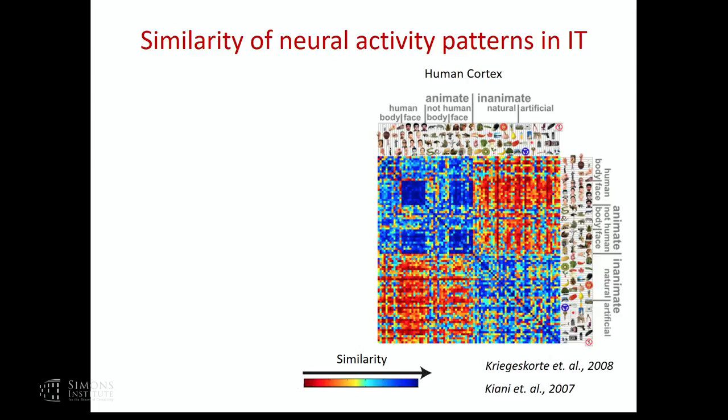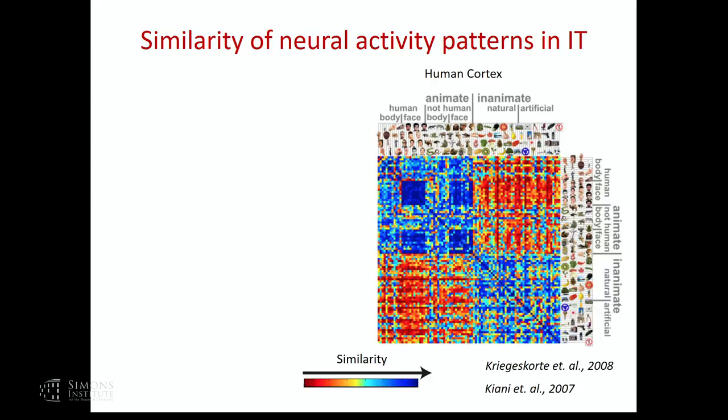And then they computed inner products or correlations between pairs of such vectors corresponding to all pairs of the objects, and they filled up this similarity matrix. Okay? If two objects produce similar activity patterns in IT, they're shown by a blue pixel. Dissimilar activity patterns are shown by a red pixel. And immediately you can see this block diagonal structure, which seems to align with animate and inanimate categories, suggesting that the activity patterns corresponding to animate objects are more similar to each other than animate to inanimate.